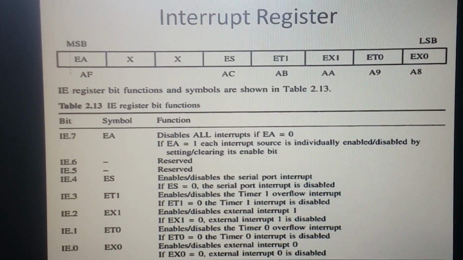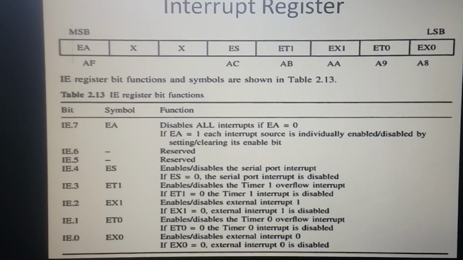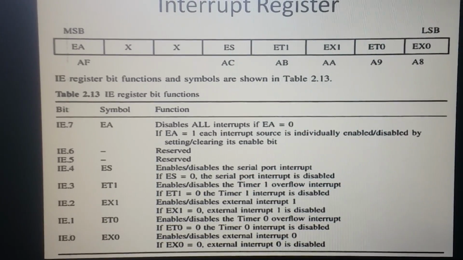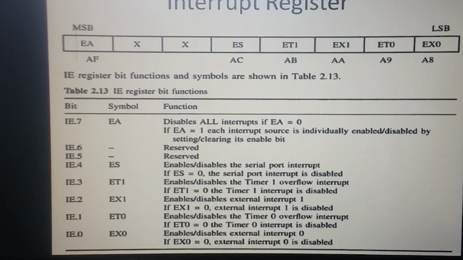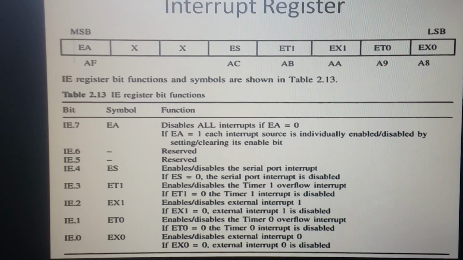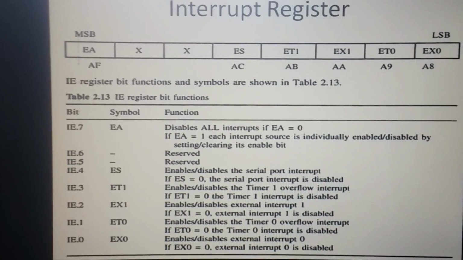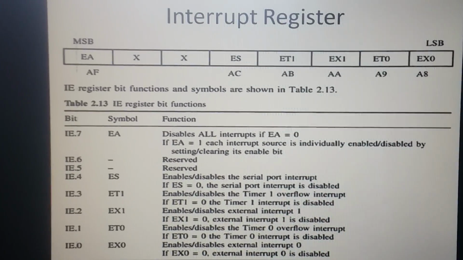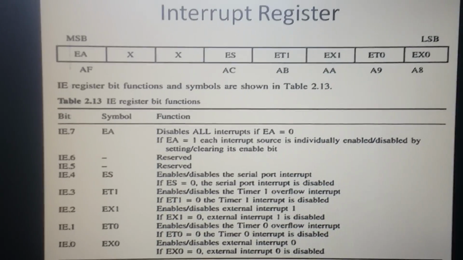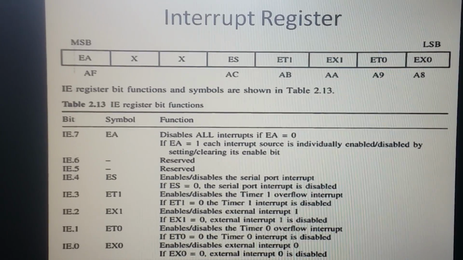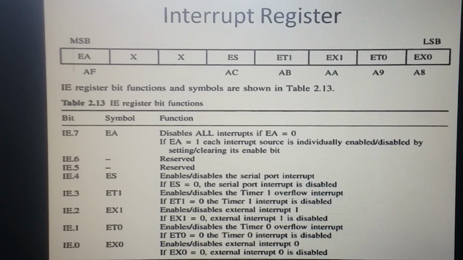In the 8051 we have an 8-bit interrupt register where we can program our interrupts. EX0 and EX1 are used to enable or disable external interrupts 0 and 1, ET0 and ET1 are used to enable or disable the timer 0 and timer 1 overflow interrupts, and ES is for enabling or disabling the serial port interrupt. If we want to disable all the interrupts of this register, we make EA equal to 0. If we do this, EA, the external access, is disabled and no interrupts will be programmed in this interrupt register.